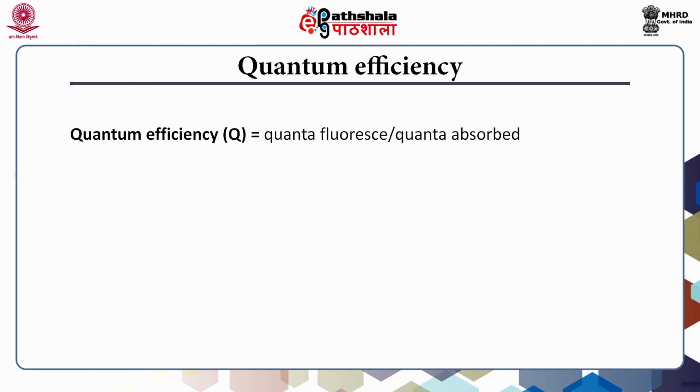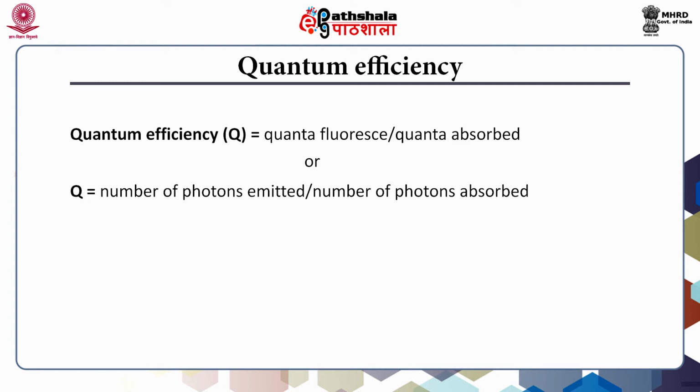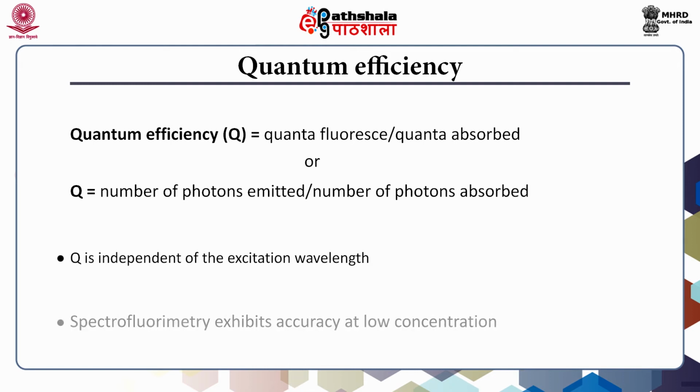Quantum efficiency denoted by capital Q is the ratio of quanta fluoresced and quanta absorbed, or the ratio of the number of photons emitted and the number of photons absorbed. It is independent of the excitation wavelength. Spectrofluorimetry exhibits accuracy with fluorescent samples present at low concentration.